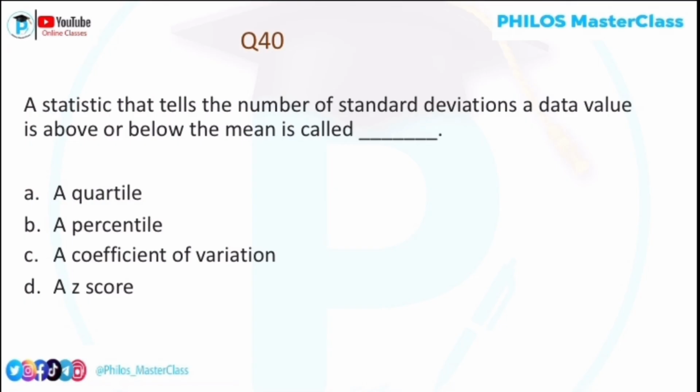A statistic that tells the number of standard deviations a data value is above or below the mean is called, look at the keyword, the number of standard deviations. It tells you the number of standard deviations that it is above or below the mean. The correct answer is a z-score. Remember you learned this under Chebyshev theorem and the empirical rule. But we are going to learn more about the z-score in normal distribution in second semester. So let's proceed to the next question.